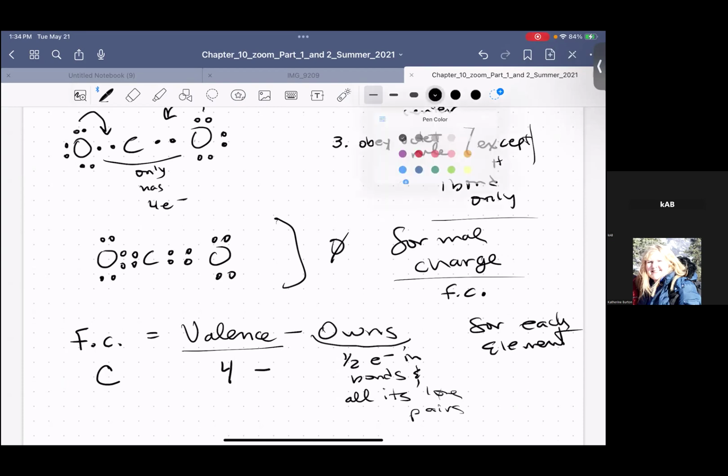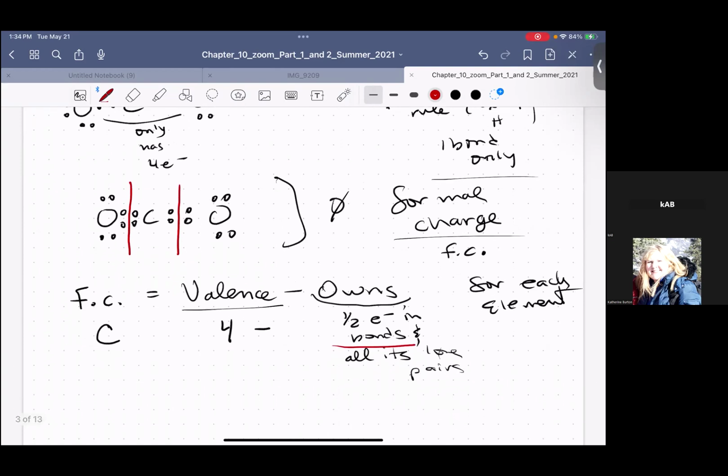So if we look at carbon and try to figure out what it owns, half of its electrons in bonds, the easiest thing to do is simply split the bonds in half. Then you just count dots, because that's automatically half the electrons in its bonds, and it's going to keep all its lone pairs. So if we look at carbon, it has 4 valence electrons. It owns 4 on its side. So it's 4 minus 4, and it has a 0 formal charge. If we do oxygen, oxygen brings in 6. It owns half of the electrons in bonds.